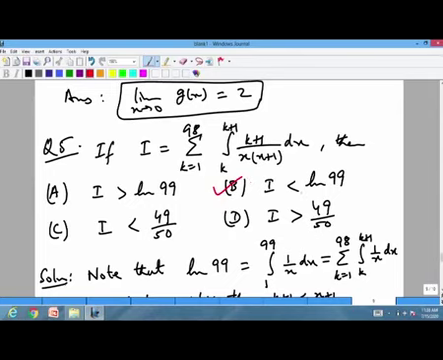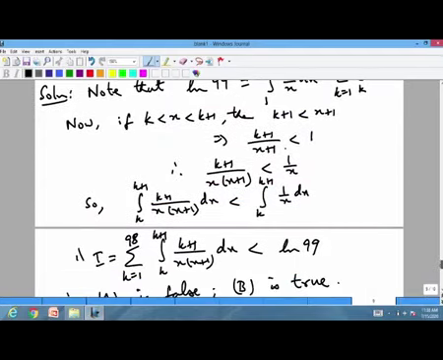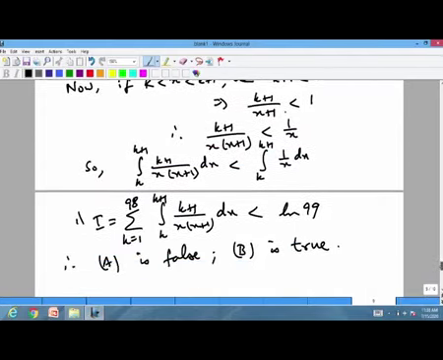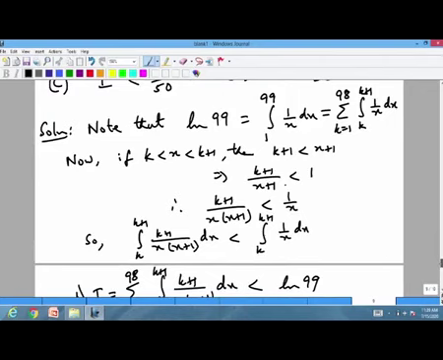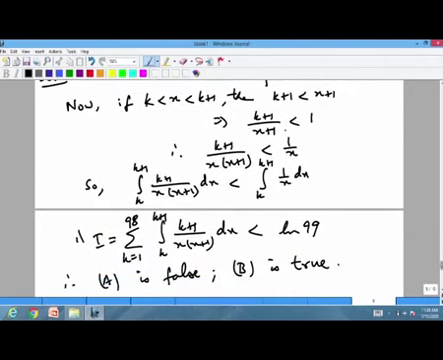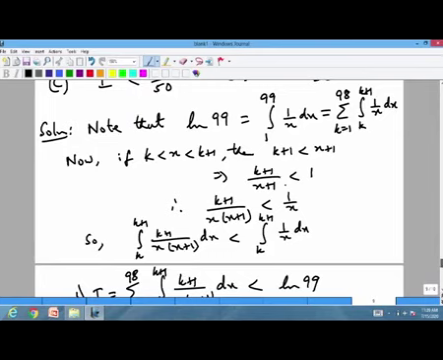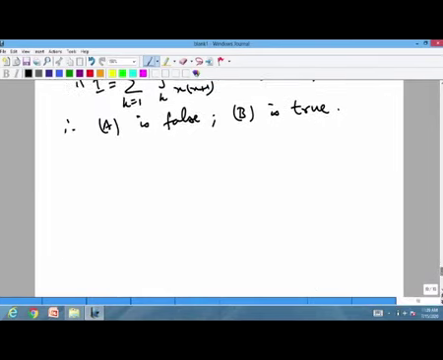I is less than log 99 is true, this one is false. Now, C and D compare I with 49 by 50. So, in fact, if you see the way we have done this part to get that the integral is less than log 99, we can also get a lower bound. So, I greater than something by using.